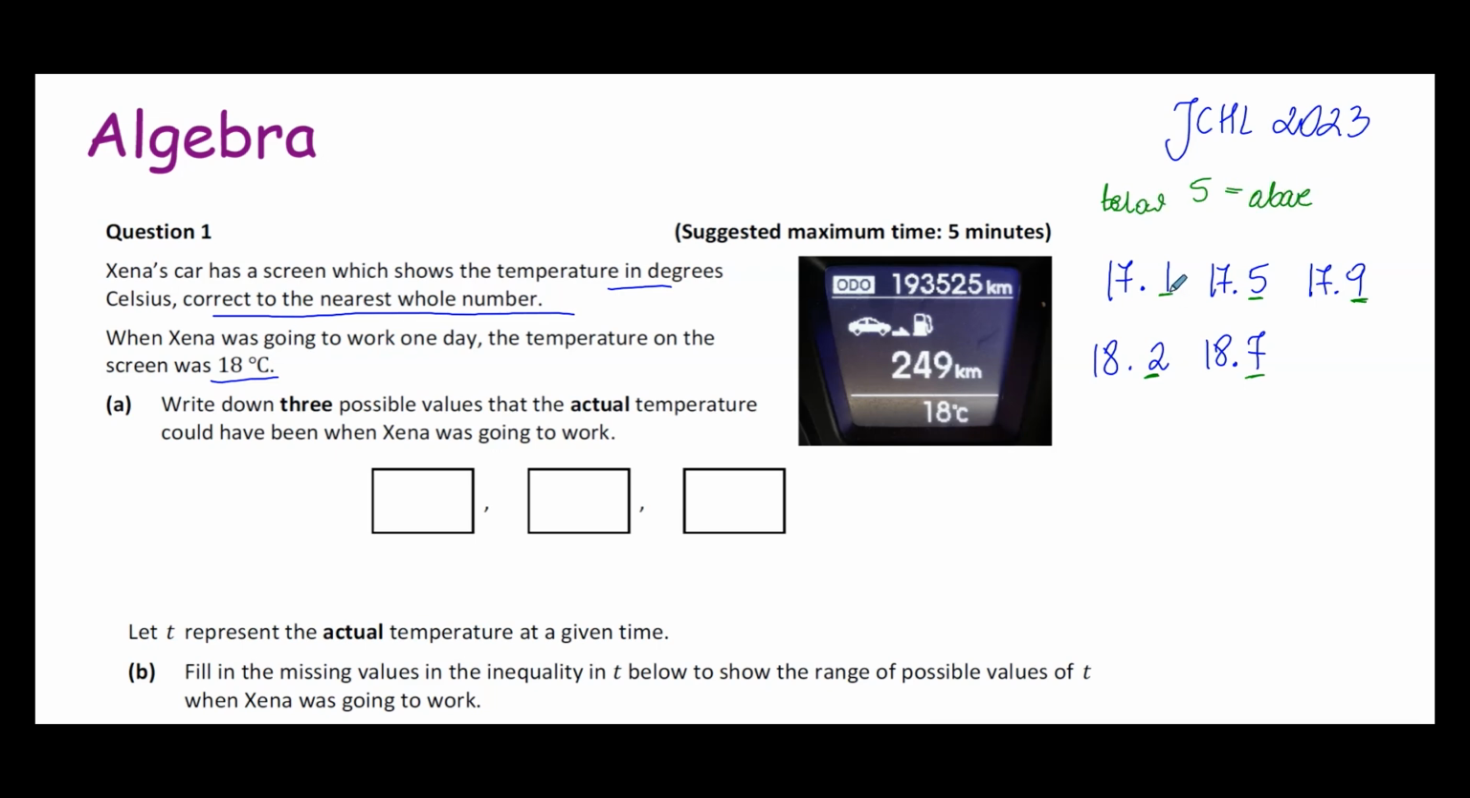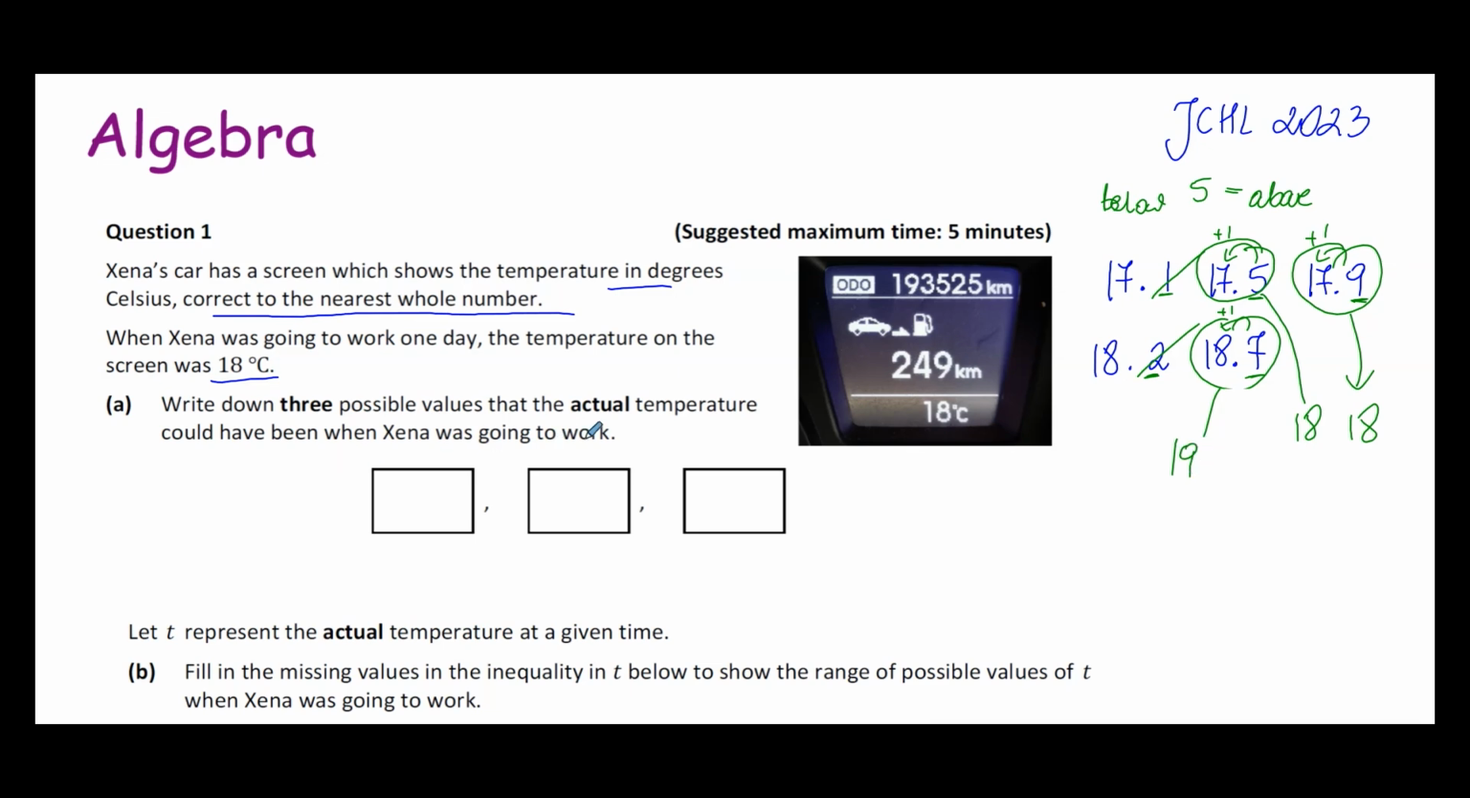If it is below 5, we just cut it off, like here or here. And therefore, here the temperature is 17, here it will read 18. If it is 5 or above, like in this case and here, therefore we have to add 1 when we are cutting off that number. So in this case, this value will become 18, this value will become 18, and this value will become 19.